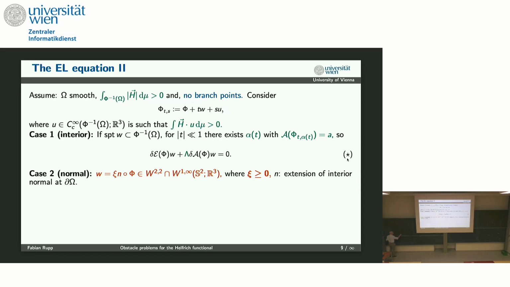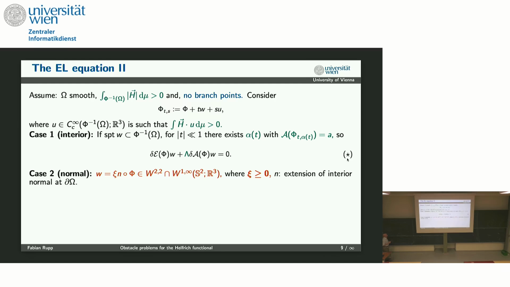we can look at those variations W which here point in the interior. Okay, then they are admissible, right? And my ansatz here is to write them as W is some positive function psi, and then I take n composed with phi. Now n is the interior normal of omega. Okay, this is a smooth function, so I can use it.